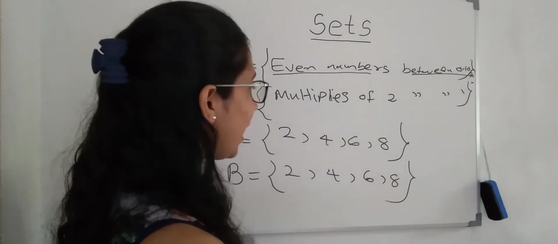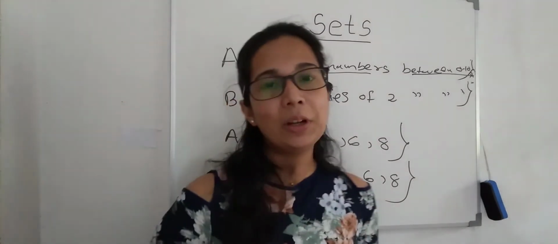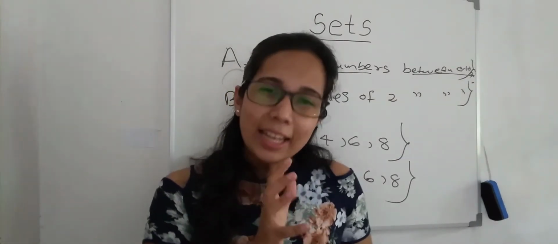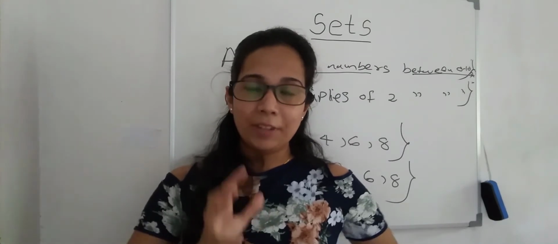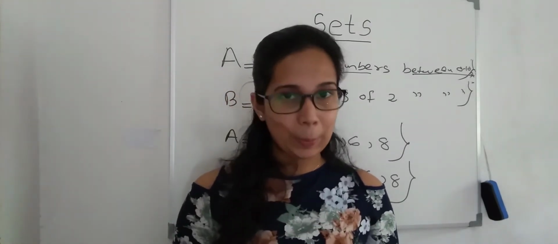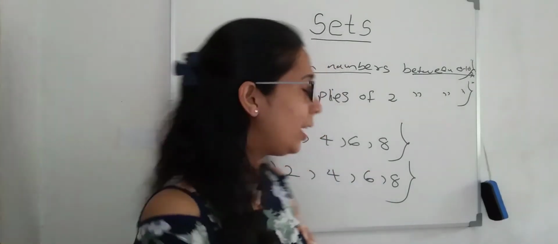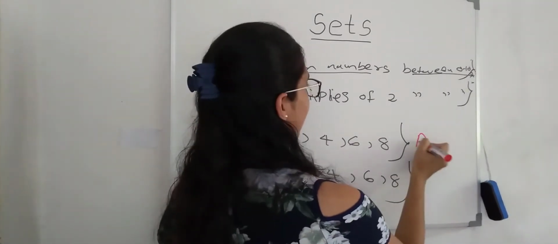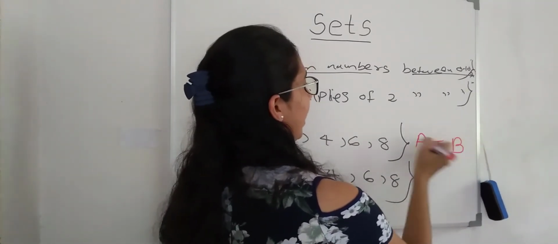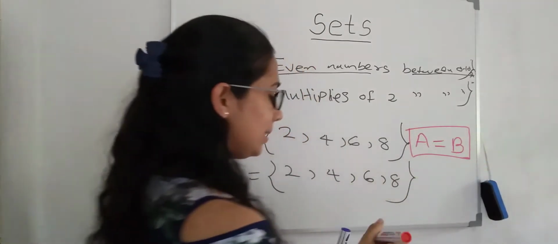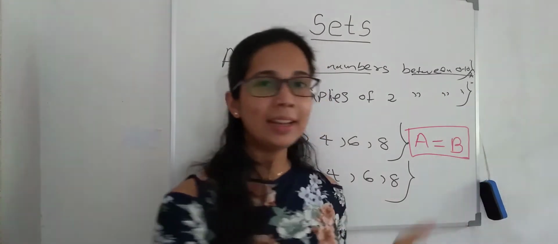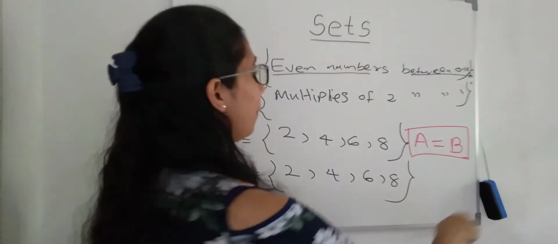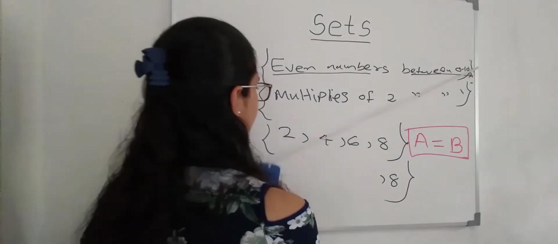So these kind of sets we know as equal sets. So what is meant by equal sets? The sets which have equal elements, which have same elements. Okay, so how to denote that? We denote equal sets like this. A equal B. A and B are equal sets. This is the way of denoting equal sets. Okay, now let's move to learn what is meant by equivalent sets, right?